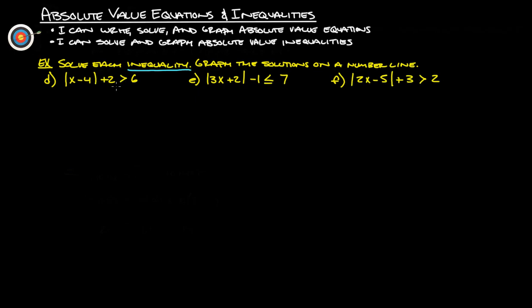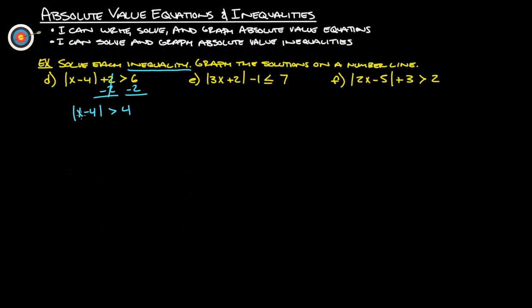What I like to do is start off pretending that it's an equal sign. And if you remember from algebra, the only time you need to flip the sign around is if you multiply or divide by a negative number. So first thing, we're going to subtract 2. We're not multiplying or dividing, so we don't have to worry about flipping anything around. x minus 4 is going to be greater than 6 minus 2, which is 4.